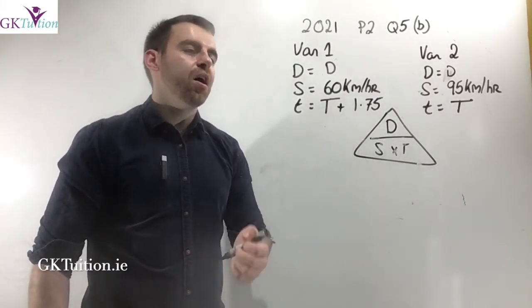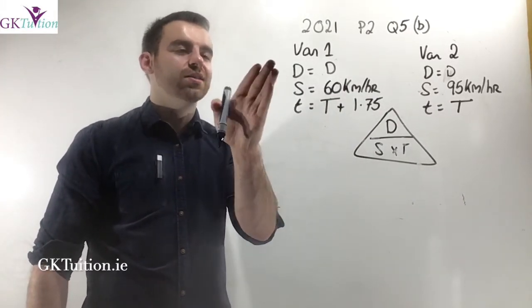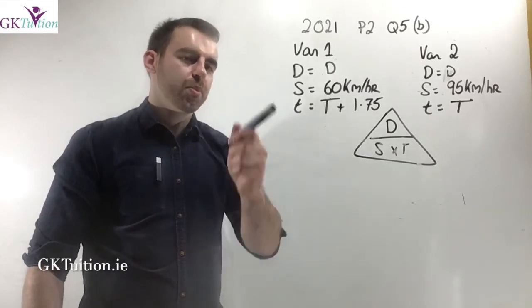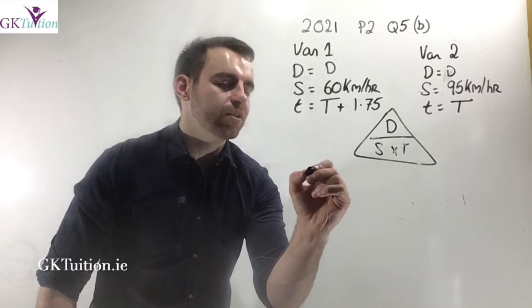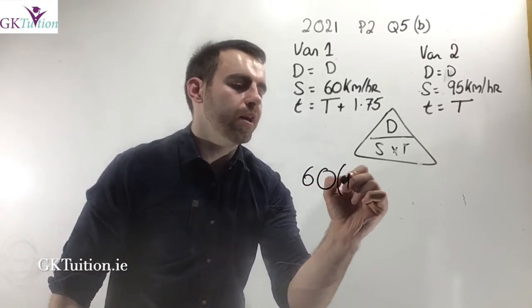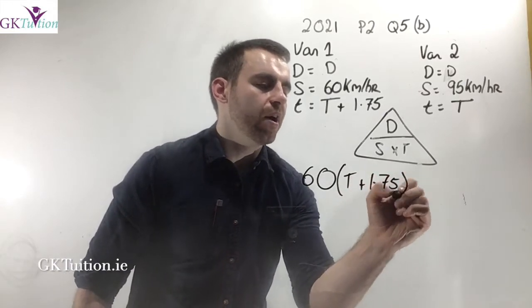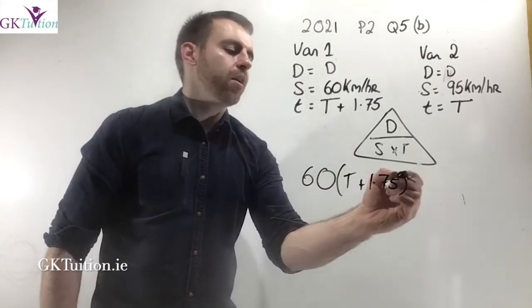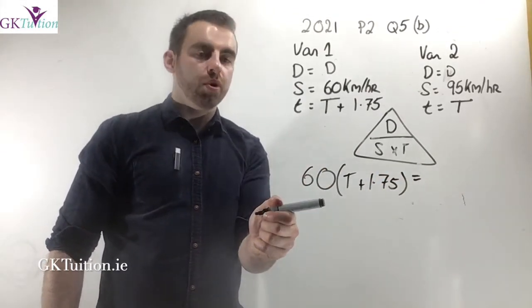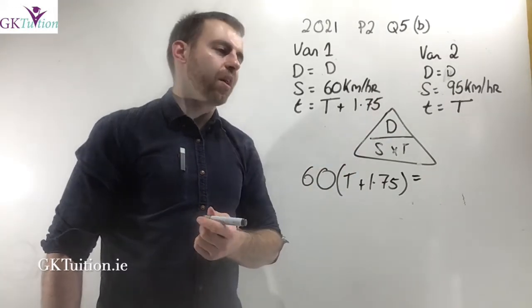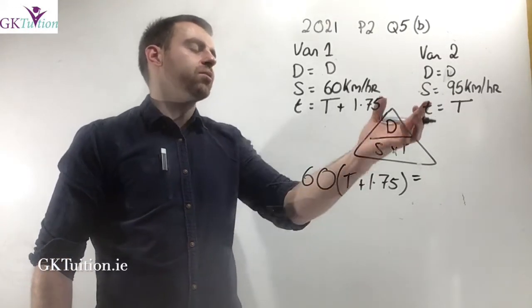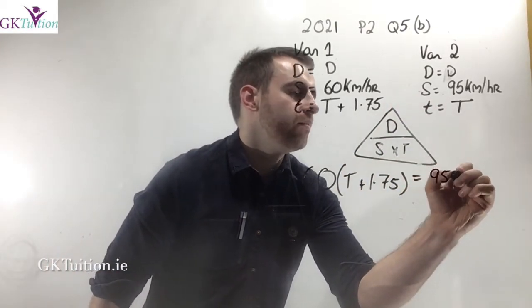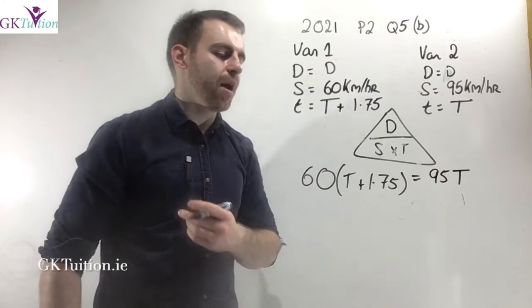In this case, I want to work out the distances because I know the distance traveled by each van is the same. So the distance is speed multiplied by time. For van number 1, the distance it travels is 60 multiplied by T plus 1.75. Or in other words, it's speed multiplied by time, just S by T. And I know that the distance traveled by van number 1 has to be equal to the distance traveled by van number 2. The distance traveled by van number 2 is speed by time. In this case, speed is 95, and the time we're just calling it a capital T.